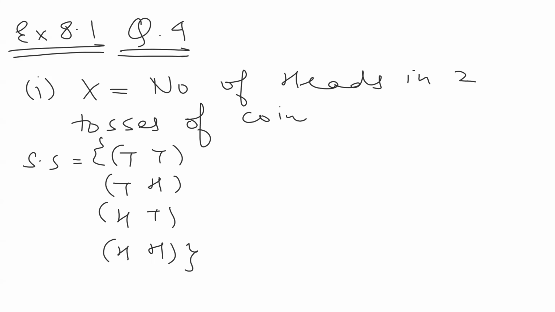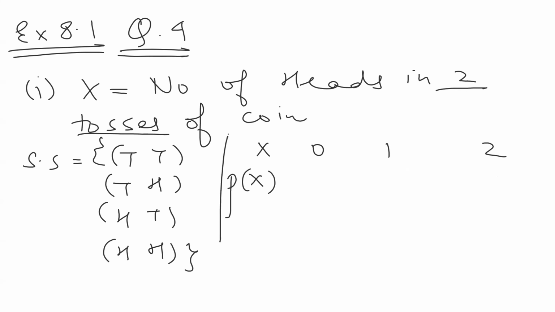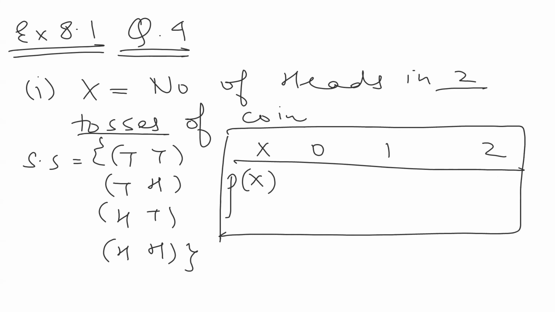So X can take up 3 values. X can be 0, 1 or 2. See, we are tossing the coin 2 times. So out of 2 times, there can be 0 heads, there can be 1 head, or there can be 2 heads. P of X, that is the probability of each and every event we need to calculate. And hence we'll get the probability distribution basically. Right?